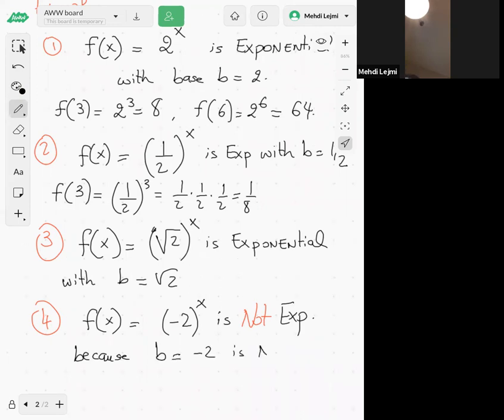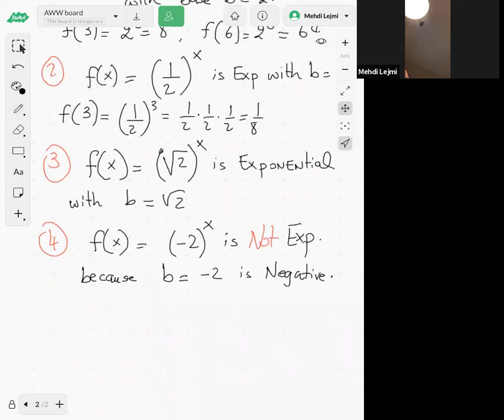That's really important, because you may ask why b has to be positive, not negative. If you have a negative number and the variable x is, for example, half, then negative 2 to the power half is like saying the square root of negative 2, and of course the square root of negative 2 is not a real number, right? So b cannot be negative. Okay.